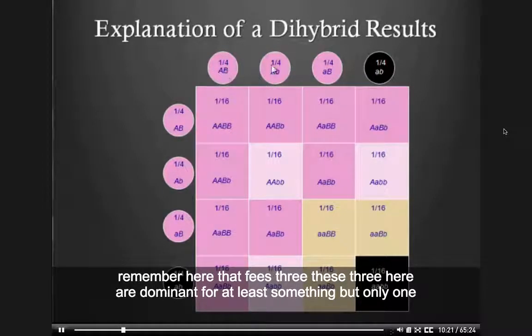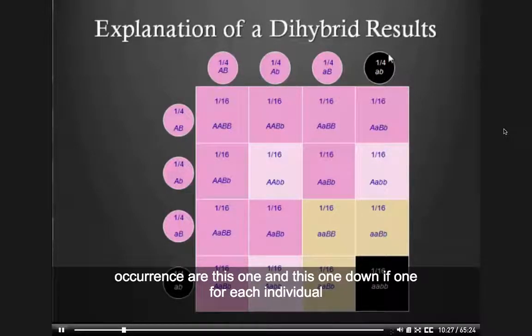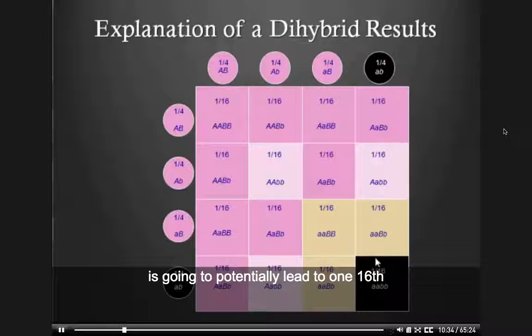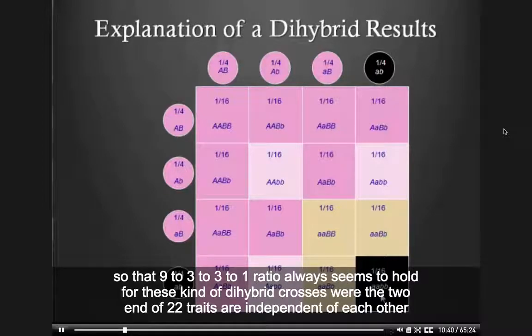Remember here that these three are dominant for at least something, but only one occurrence here, this one and this one down here, one for each individual, is going to potentially lead to 1/16 being homozygous recessive for both traits. So that 9:3:3:1 ratio always seems to hold for these kinds of dihybrid crosses where the two traits are independent of each other.